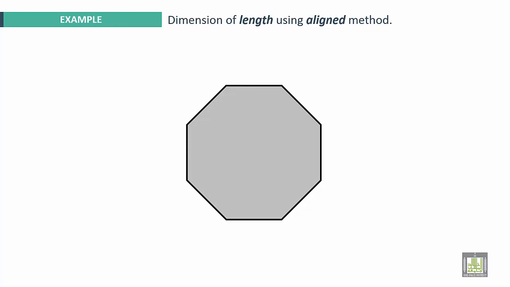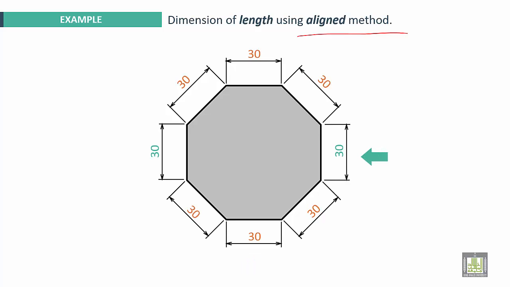One example from aligned method. You can remark here that all numbers are aligned with the dimension line. Here also it is aligned, here also it is aligned. All dimensions, all numbers are aligned with the dimension lines.